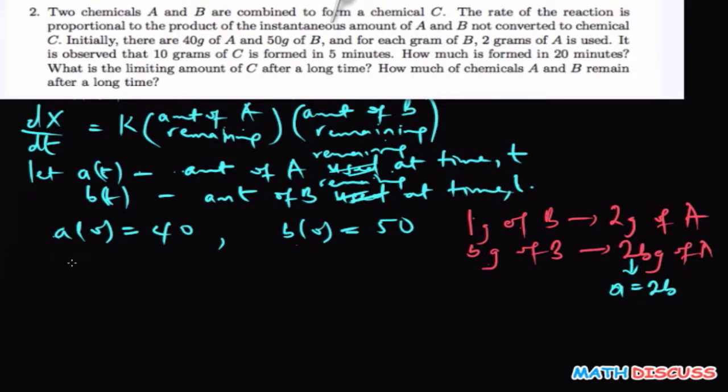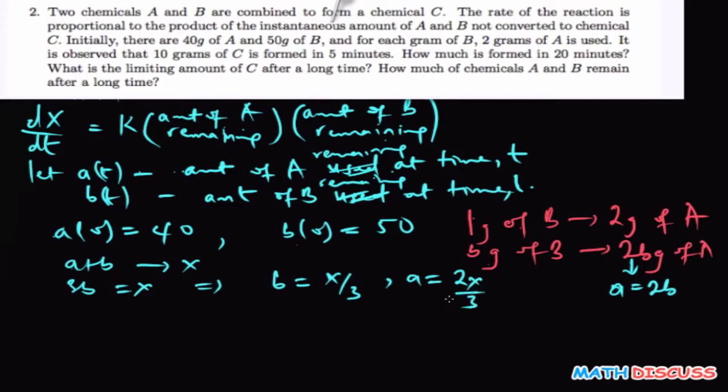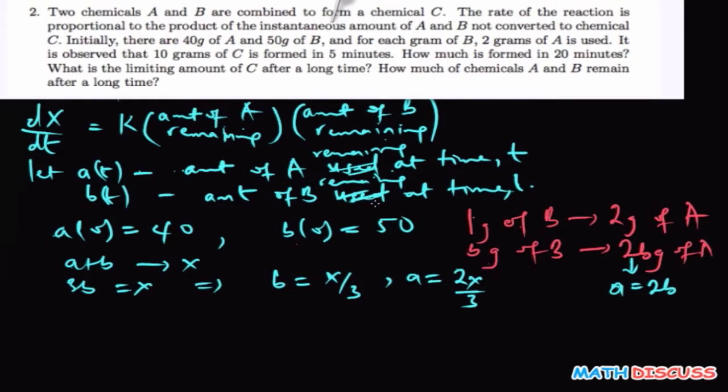So we know that A plus B combine to form X. And now we know A equals 2B, so that implies that 3B gives us X, which implies that B equals X all over 3. And if B equals X over 3 and A equals 2B, then A equals 2 times B, which is 2x all over 3. So this is the amount of A used at time t, and this is the amount of B used at time t.